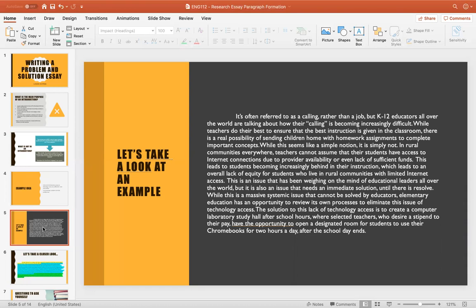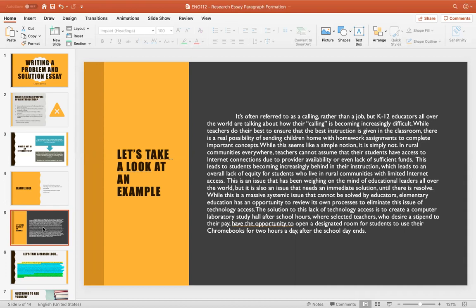In rural communities everywhere, teachers cannot assume their students have access to internet connections due to provider availability or even lack of sufficient funds. This leads to students becoming increasingly behind in their instruction, which leads to an overall lack of equity for students who live in rural communities with limited internet access. This is an issue that has been weighing on the mind of educational leaders all over the world, but it is also an issue that needs an immediate solution until there is resolve.